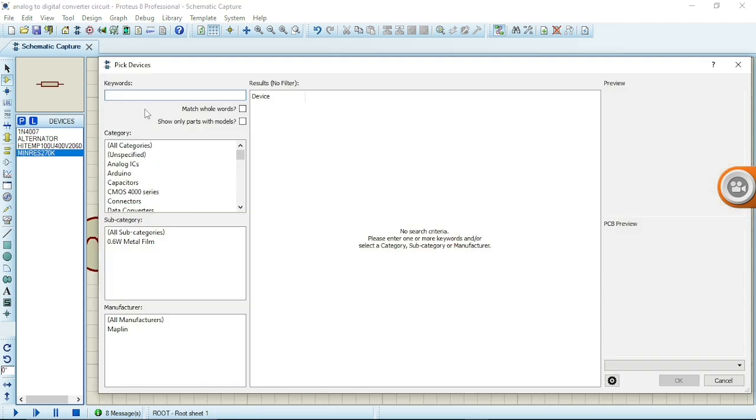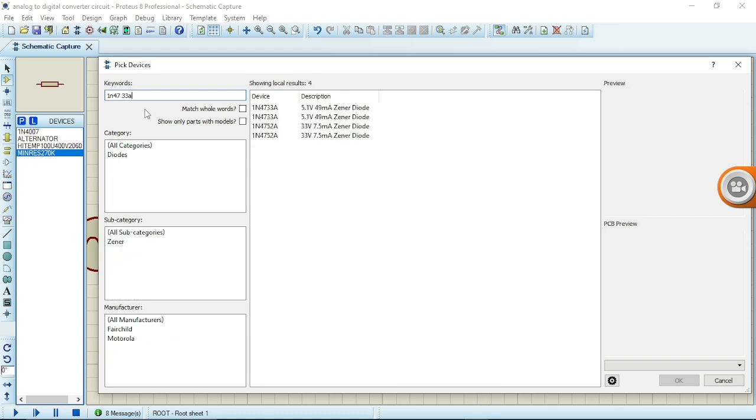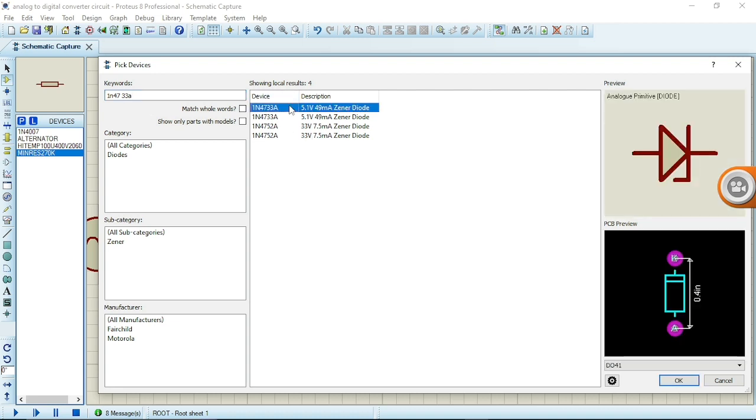So I'm going to be using 1N4733A as my Zener diode. A Zener diode will stabilize the voltage when the input voltage reaches the Zener voltage. So I have a 5.1 volt, 49 milliampere Zener diode, and this is okay for me.